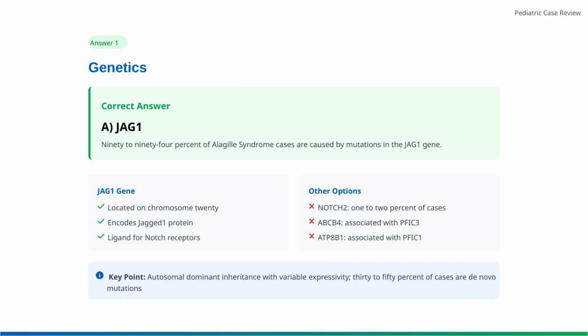The correct answer is A, JAG1. 90 to 94% of Alagille syndrome cases are caused by mutations in the JAG1 gene, located on chromosome 20, which encodes the JAG1 protein that serves as a ligand for Notch receptors. Notch2 mutations account for only 1 to 2% of cases. ABCB4 and ADP8B1 are associated with progressive familial intrahepatic cholestasis types 3 and 1, respectively, not Alagille syndrome. The inheritance pattern is autosomal dominant with variable expressivity, and 30 to 50% of cases result from de novo mutations.